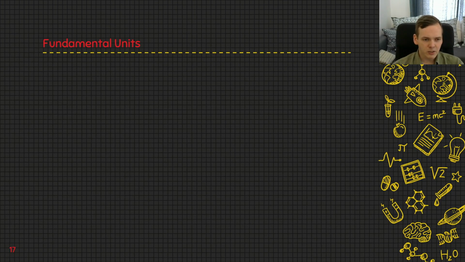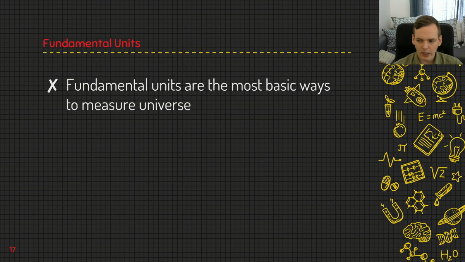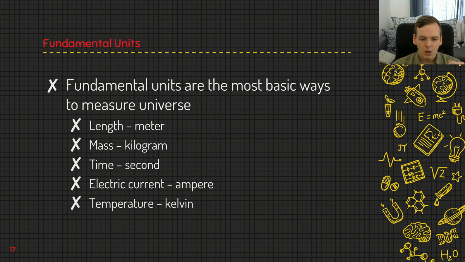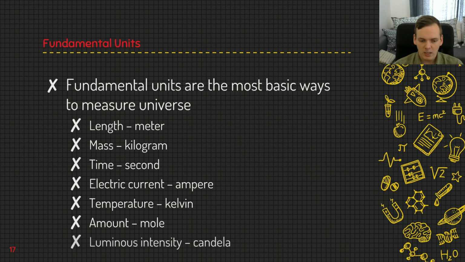All right, fundamental units are the most basic ways to measure the universe. So these are things that if we don't have these, we can't do any other measurements. And there are 7 of them. First, we have length, which in SI is measured in meters. We have mass, which is measured in kilograms. We have time, which is measured in seconds. We have electric current, measured in amperes. We have temperature, which is measured in Kelvin. We have the amount of stuff, which is like dozens, measured in moles. And then we have the luminous intensity, candela.